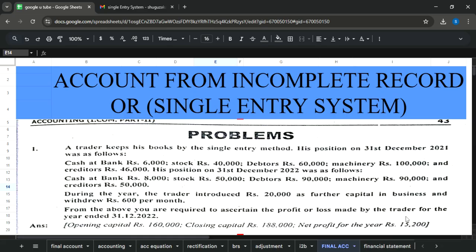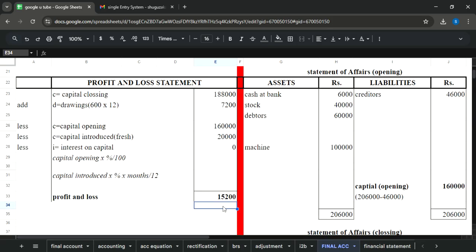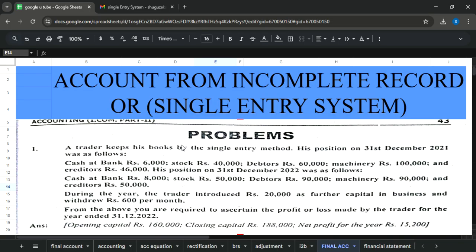15,200 is the final answer. Suppose the opening and closing answers were not available, and only one answer is available, let's say only 15,200 was available and we got that answer. It is indirectly understood that the answers of opening and closing are also correct, because if the answer of closing or opening was wrong, you would never be able to get this answer accurately. So guys, all answers are correct. Both statements, the profit and loss statement, are completed. In this way our question is finished.